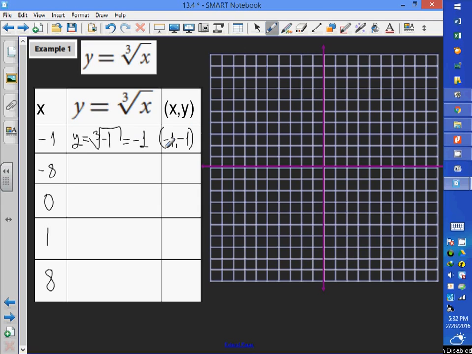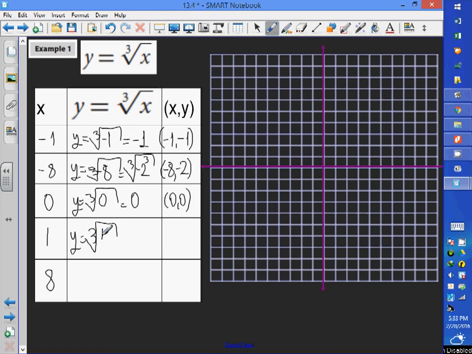And for -8, y equals the cube root of -8, which is the cube root of -2 to the power of 3, and will be equal to -2. So -8 gives -2. Y equals the cube root of 0, which is 0. Y equals the cube root of 1, which will be equal to 1 by itself.